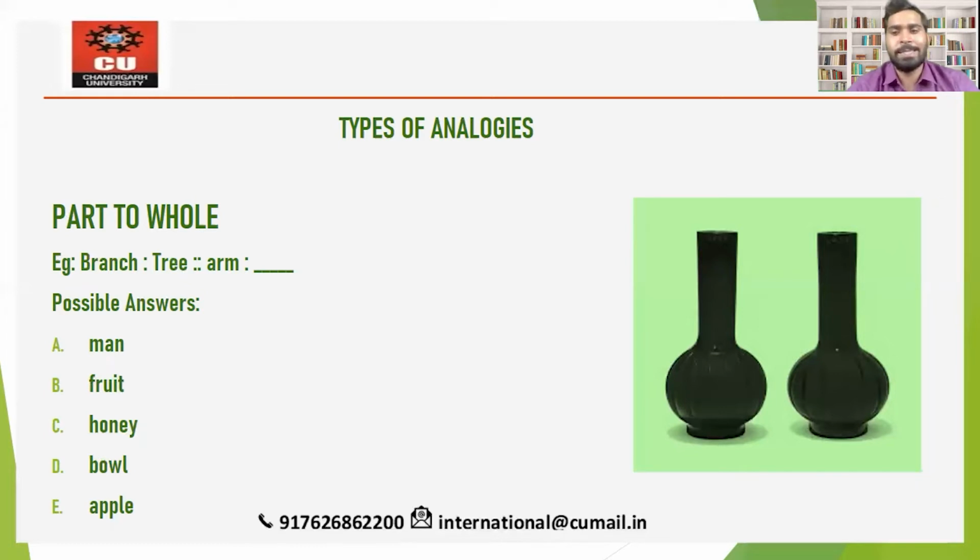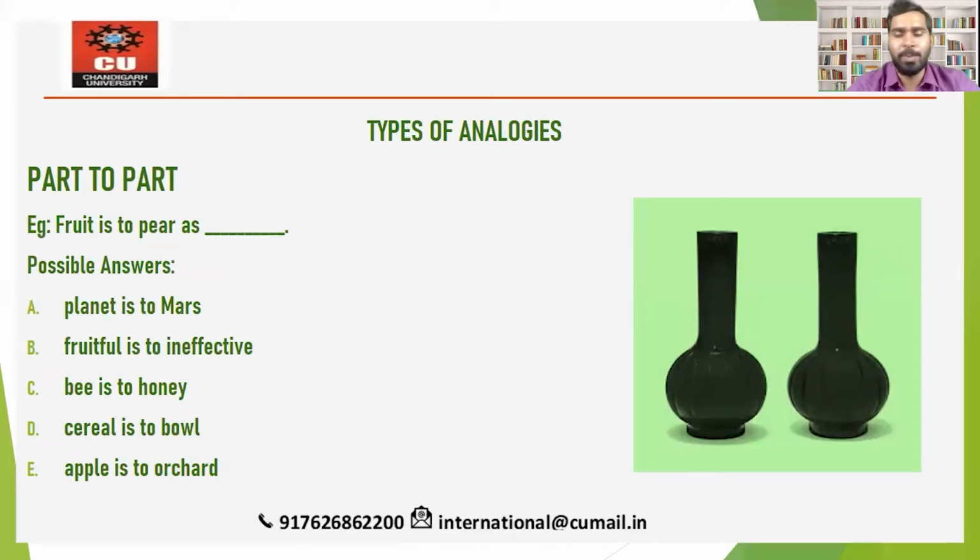Now let's get into the second important component, the second type of analogy, which is part to part. Now you can see in your question, fruit is to pear as dash. And the possible answers given to you are planet is to Mars, fruitful is to ineffective, bee is to honey, cereal is to bowl, and apple is to orchard.